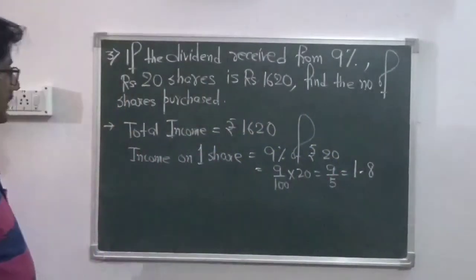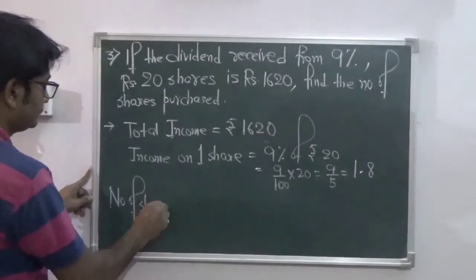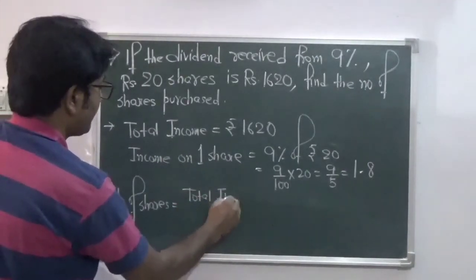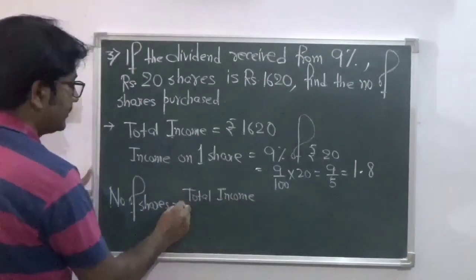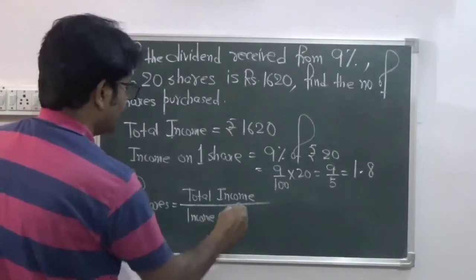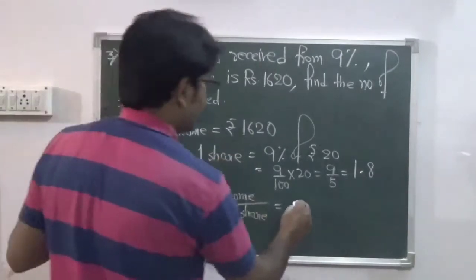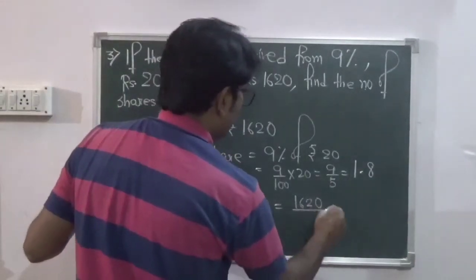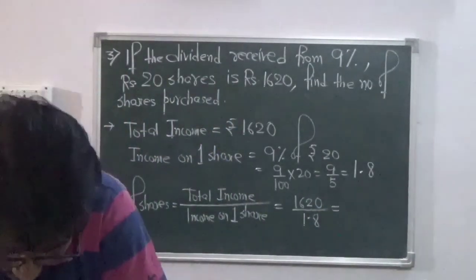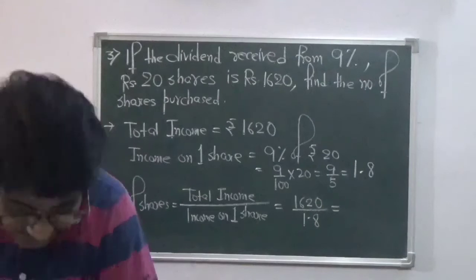So 9 by 100 into 20, that is 9 by 5, 1.8. So now the number of shares, we already know the formula, is total income divided by income on one share. So total income is given, 1620, divided by 1.8. So this comes to 900.